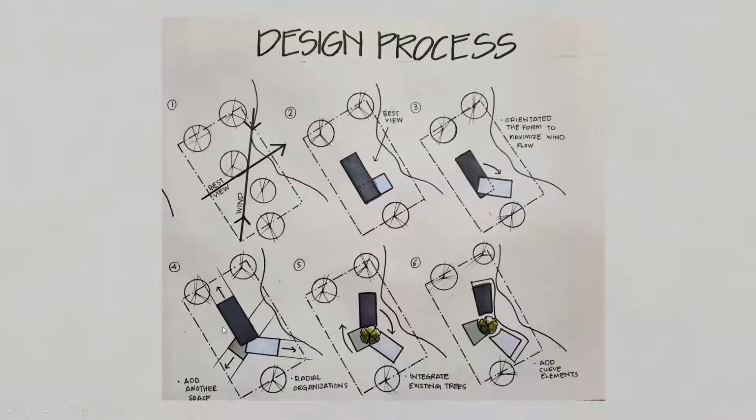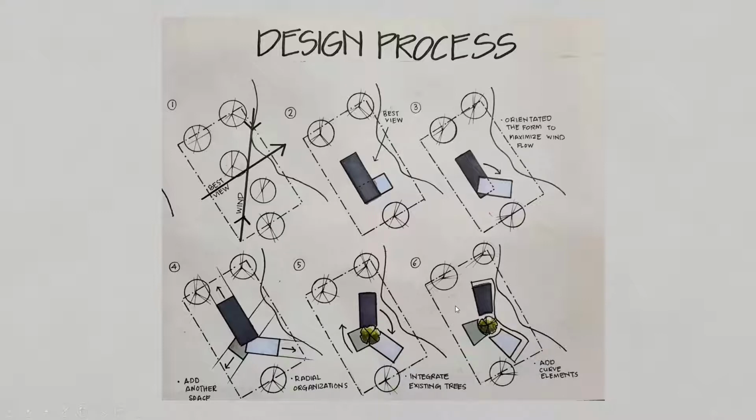inside the building. The fourth one is to add another space and then separate these three forms based on its function and to make it based on the radial organization. And the fifth one is to tilt the form to utilize the best view and opening at both sides for ventilation purposes and make a space for existing trees inside the building.